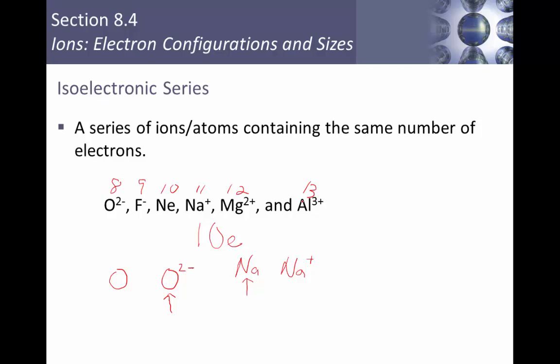So what does that do to the size of the atoms? Well, as this charge increases, the size of the atom is getting smaller because that nuclear charge is pulling on those valence electrons much greater than these atoms would be able to. So the size decreases as you increase in nuclear charge.